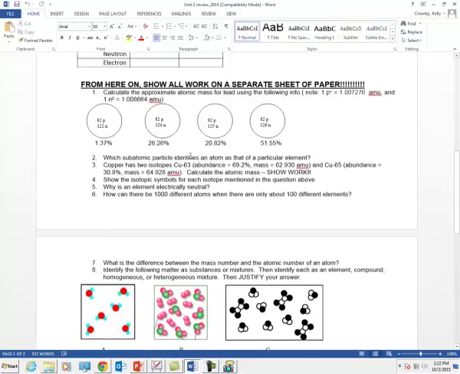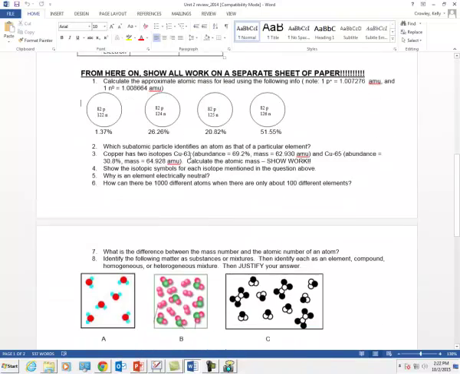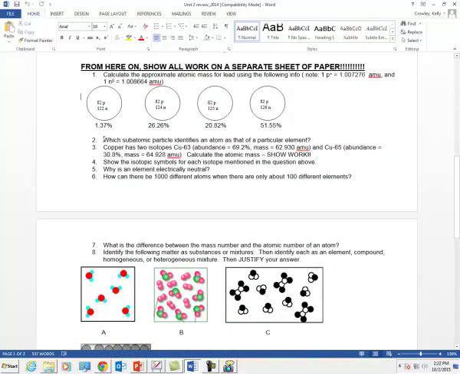Okay, so we did the chart up here. We also did question number 1. Let's look at question number 2. Which subatomic particle identifies an atom as that particular element? Maybe some of you guys forgot, or maybe you've never heard of this word subatomic. Subatomic particles are the particles that build an atom. So what tiny little guys, when you throw them together, can make an atom?